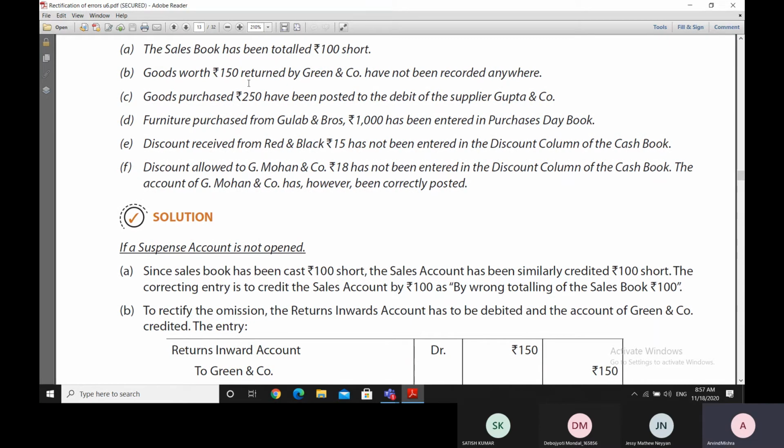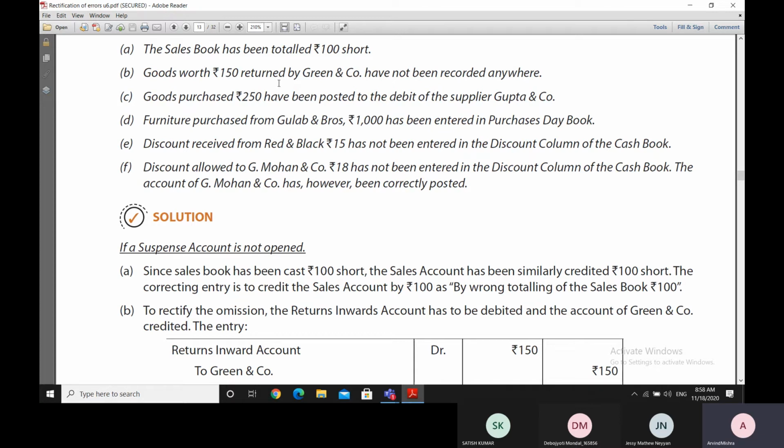So in the second case, let us first see all these cases where the suspense account is not opened. And when we say the suspense account is not opened, it means that we have found the reason for the error even before the trial balance was prepared. And that is why we are not opening any suspense account in these cases. Now let us see the second one.